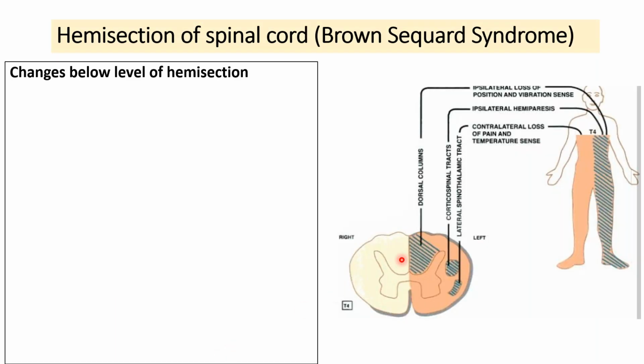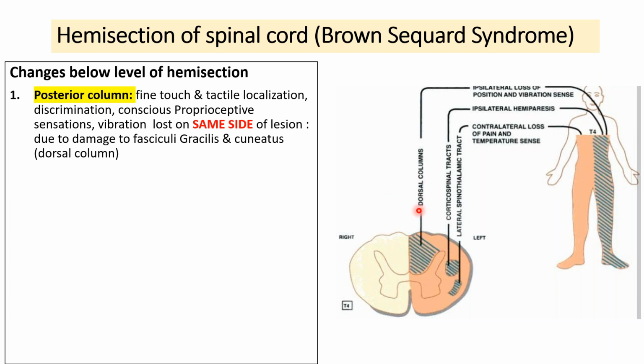What are those changes? First of all, we'll see the motor loss, corticospinal tract. From the lateral corticospinal tract, the motor neuron will be innervated and it will reach the same side. So the ipsilateral hemiparesis will be there. Half side of the body will be paralyzed below. Suppose the hemisection was at the level of T4, so all the motor functions below that lesion, T4 level, will be affected. This is called half side of the body paralyzed. So hemiparesis or hemiplegia, ipsilateral one.